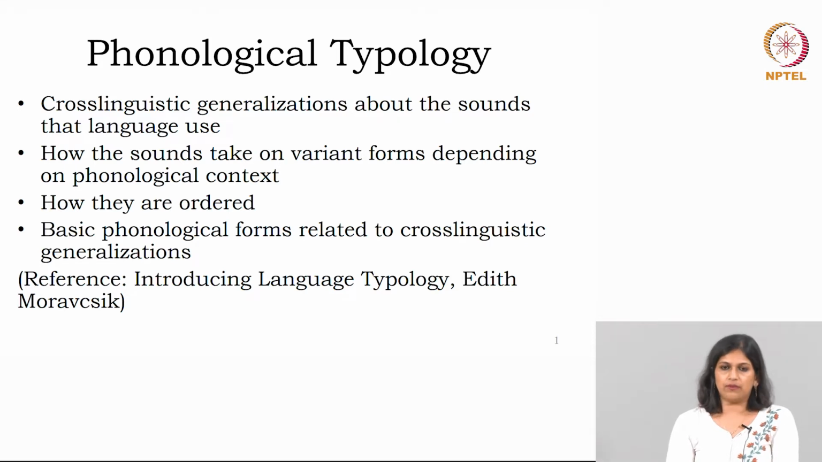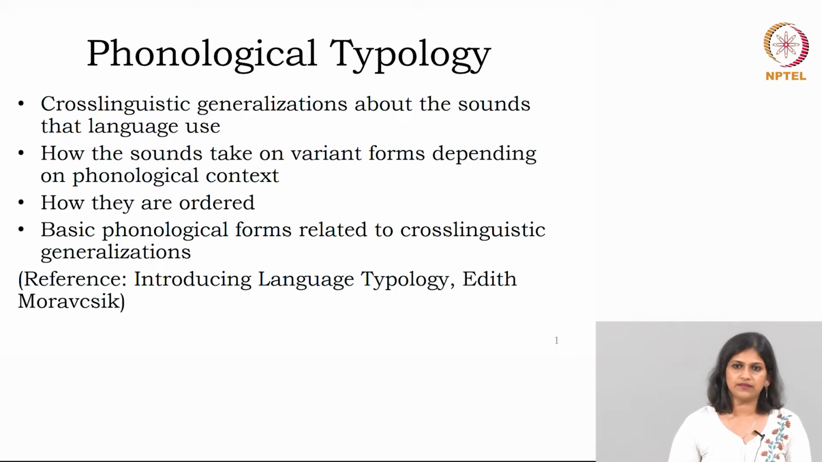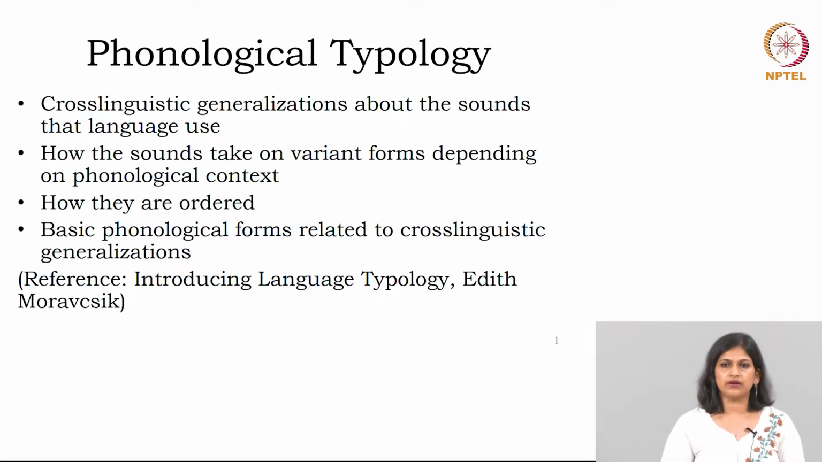I will also talk about how sounds take on variant forms depending on the phonological context. Every sound will have a phonological context, and on the basis of that context, the forms are shaped. After we focus on their form, we will focus on their order, how these phonological units are ordered in the world's languages. And finally, we will talk about a few phonological forms related to cross-linguistic generalization, that is, the basic phonological forms that help us decide or focus on any given generalization we discuss.